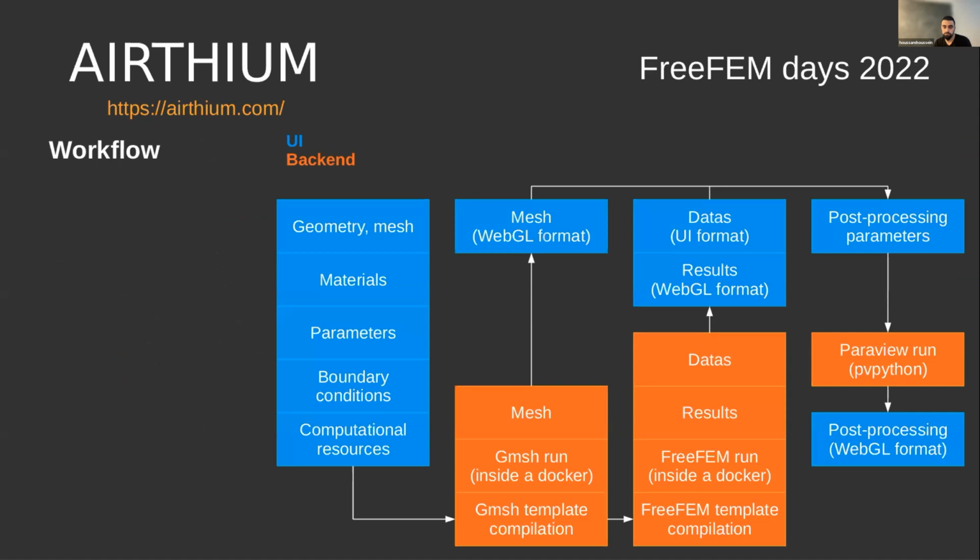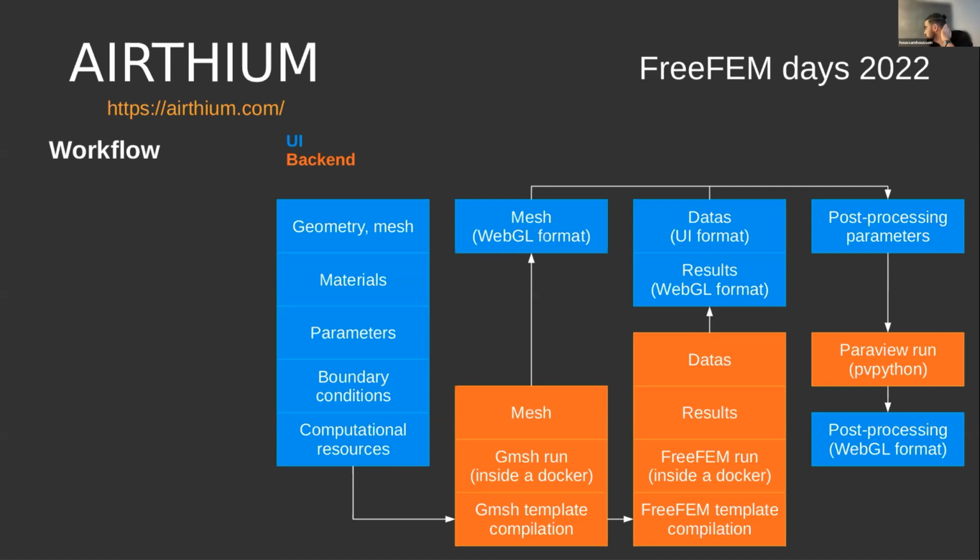So this is the workflow of the code. It's really complicated. But in the interface, you can parameterize all of it: the geometry, the mesh, the material, the parameters of the simulation, the solver parameters, the boundary conditions, the computational resources, for example. After that, it automatically builds the mesh: you use the template, compile it, run GMSH, output the mesh, and the mesh is converted to a WebGL format to see it in the browser.